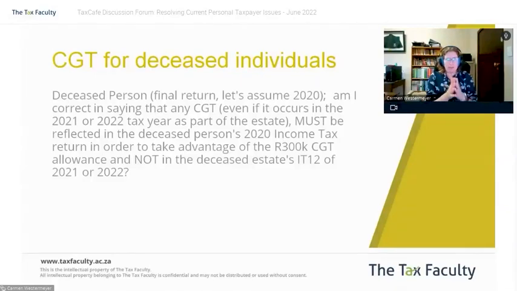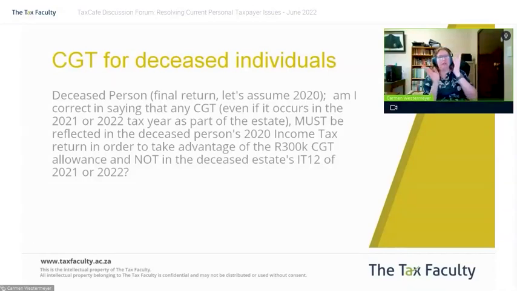What we need to recognize in this instance is that there are two separate CGT considerations. As an individual, as a taxpayer, I have legal personality. Everything I do up to date of death is for my account. It goes into my tax return. On date of death, in terms of Section 9HA, I have a deemed disposal of all of my assets. So at that date, I am deemed to have disposed of it for market value.